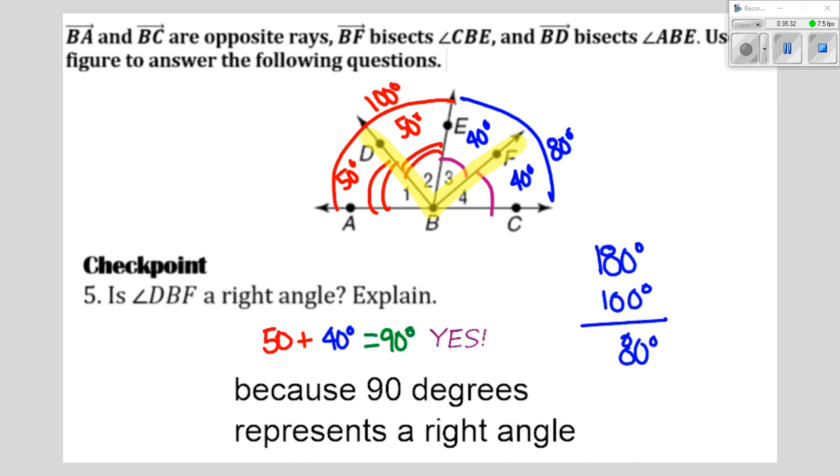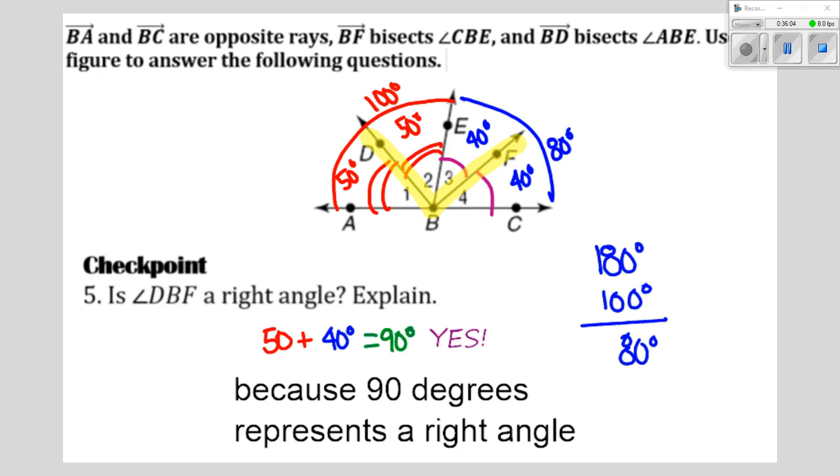And yeah, based on the information that was said and that you found, 90 degrees represents a right angle. For this one, you already had this portion, the red part, from checkpoint 4. Then, in order to find the other angle, you have to do 180 minus 100, because AC is a line, which is 180. So that gave you 80. They told you that BF is the angle bisector. So you have 80 for the whole angle, half of that is 40, so that's 40 and 40.